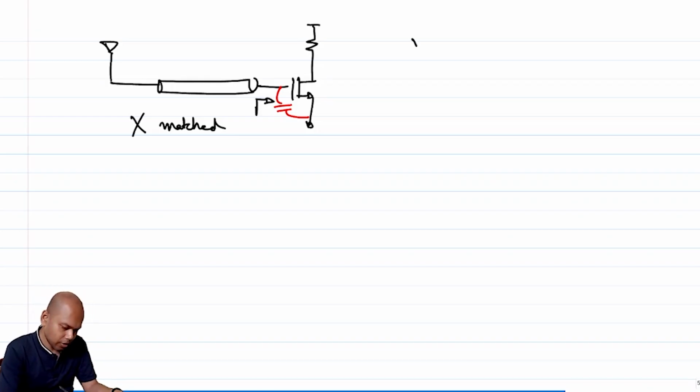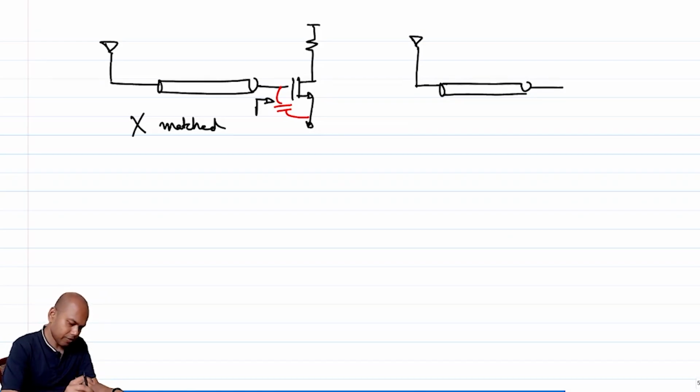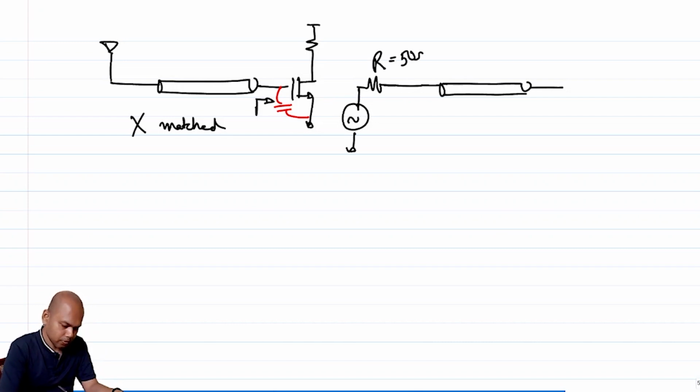So I can simply say that I have a transmission line. By the way, from now on I am not going to use this antenna. I'll just assume that I have a receiver. I have a voltage source with a 50 ohm load, right? This is my antenna.